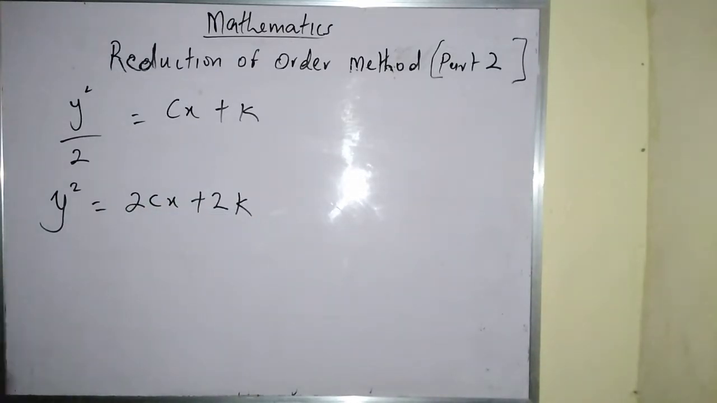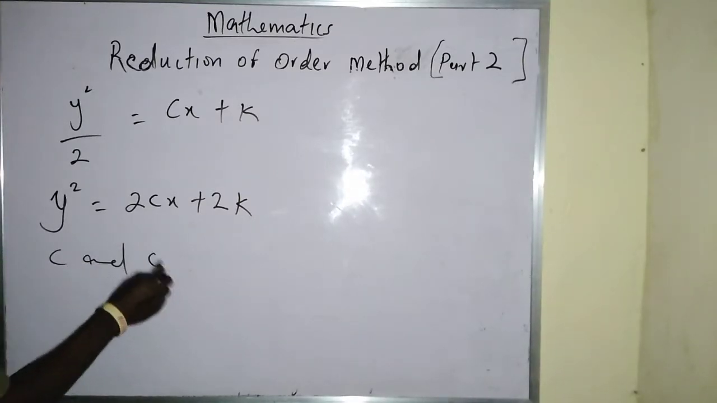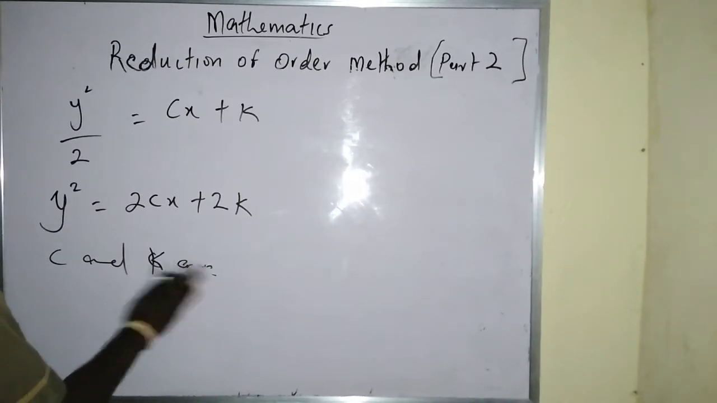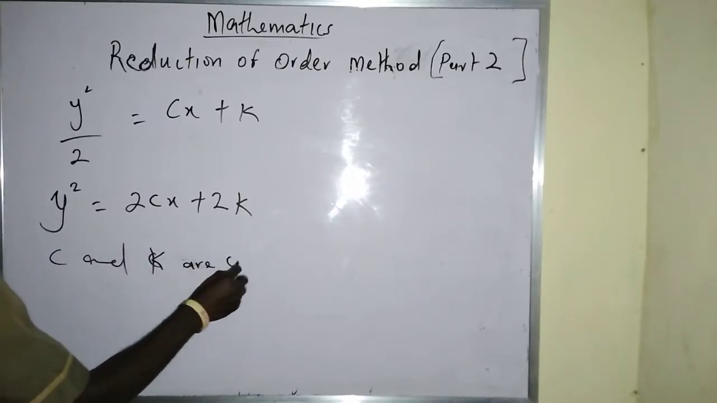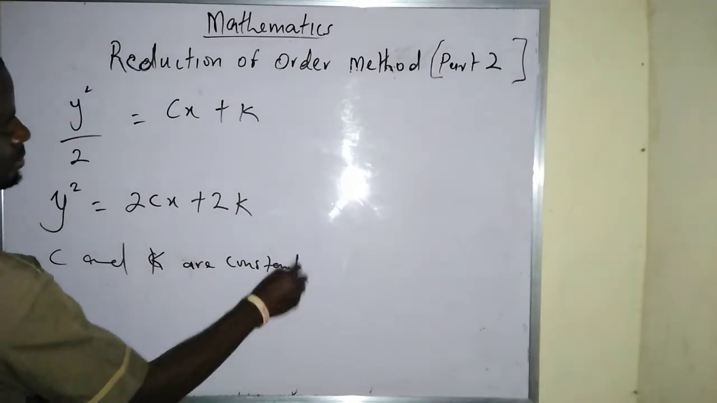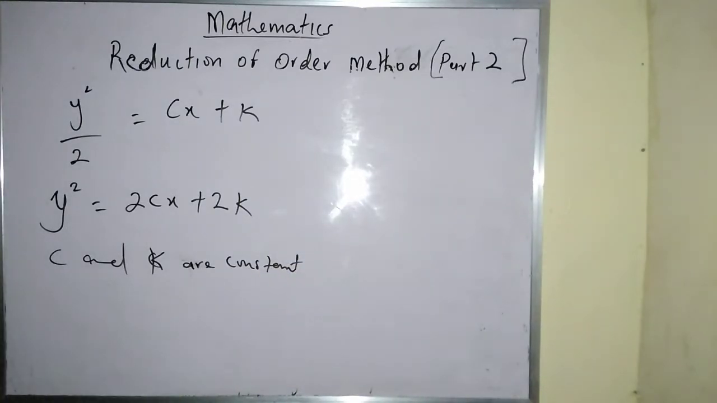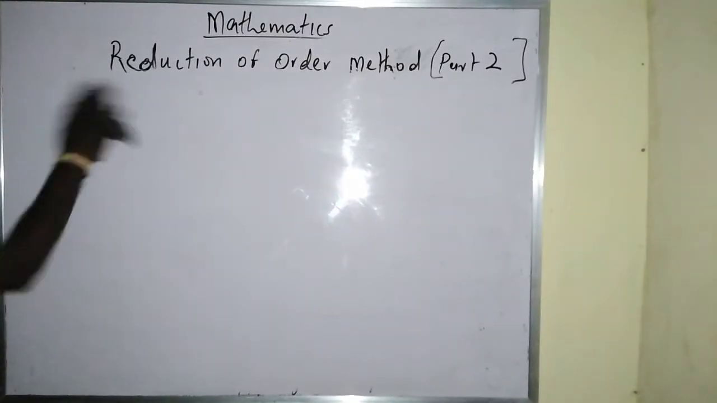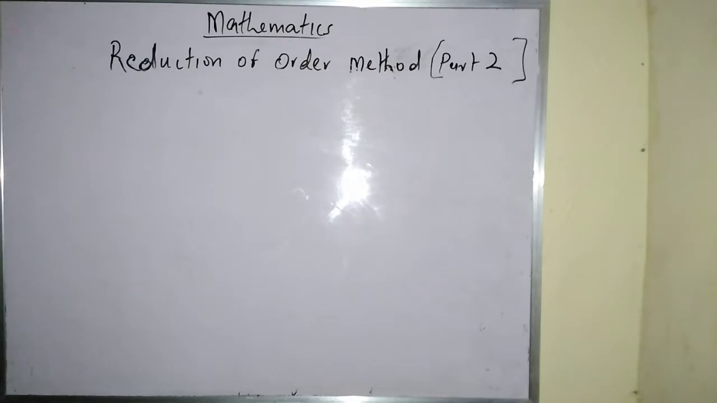Don't forget that my c and k are constants. Please take note of that. That is how the solution is supposed to be. Now, let me move on to the next one. The next example can also be of help to anyone on this platform.